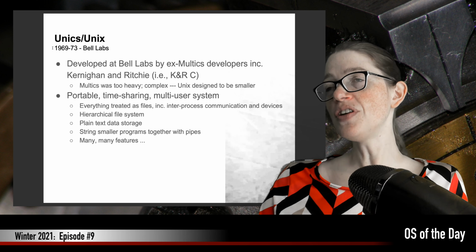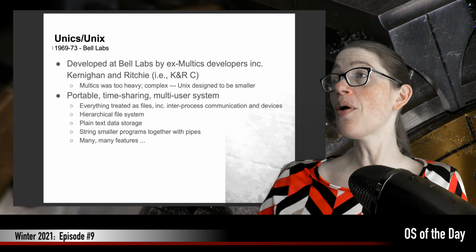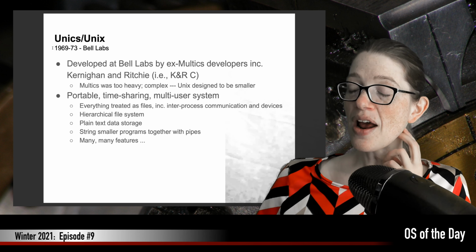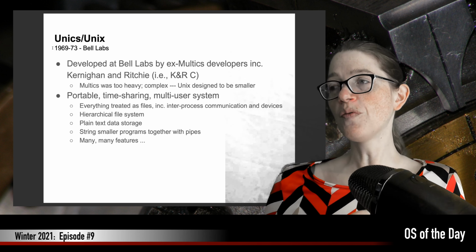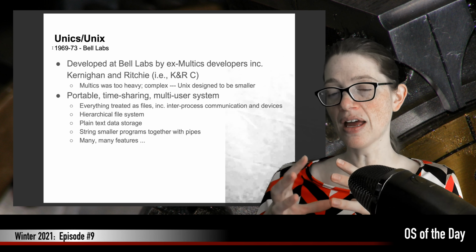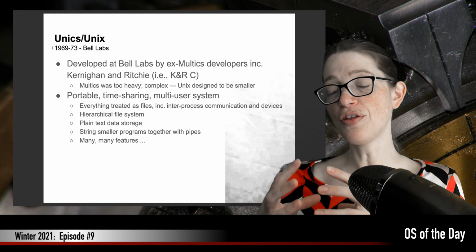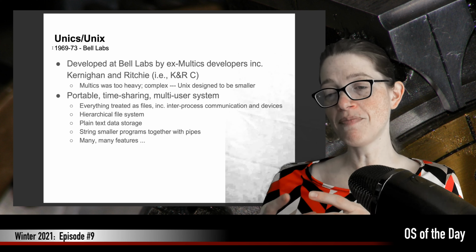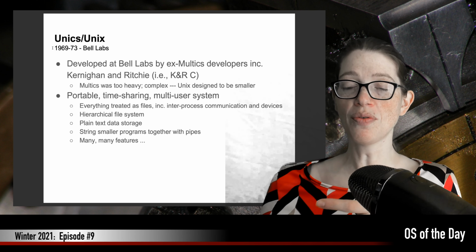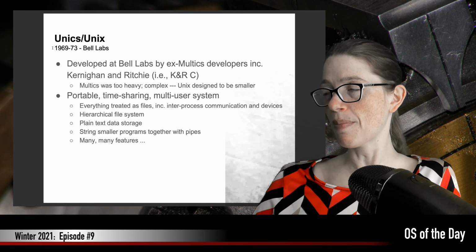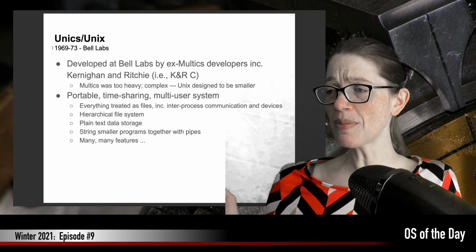So for example, if you wanted to show all of the processes that were Chrome, before Unix you would have to create a specific program just to do that task. But with Unix, you can pipe the output of ps to grep and it will do that same task for you. So that was actually a pretty powerful thing. And of course, there's many other features.